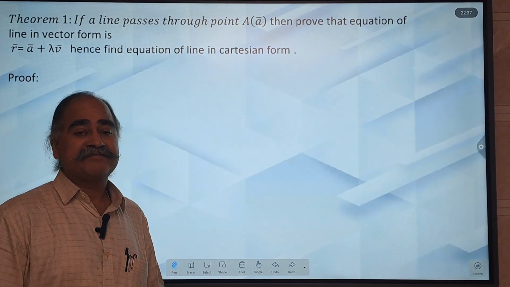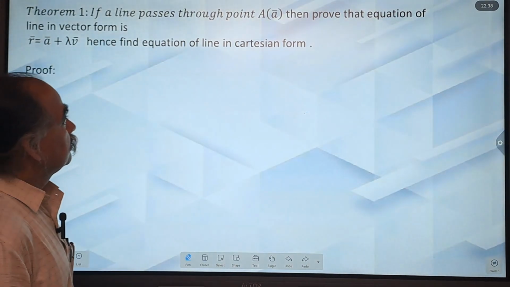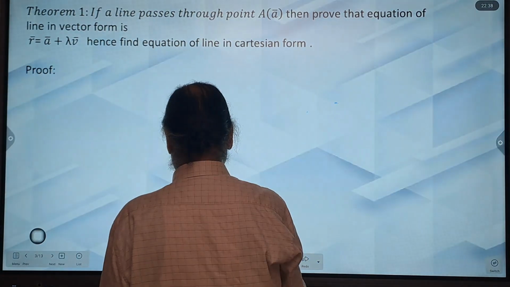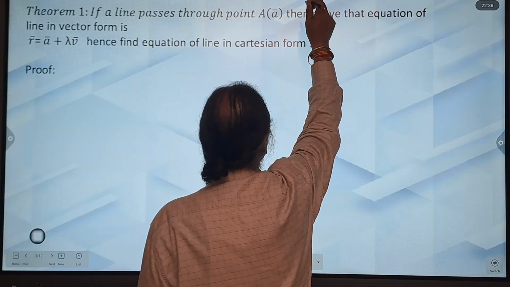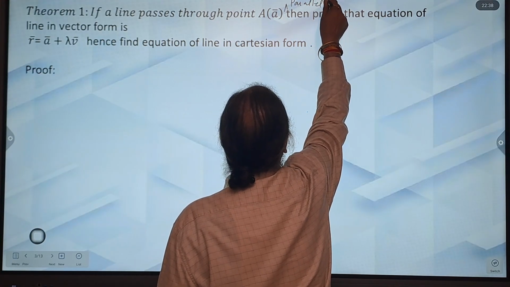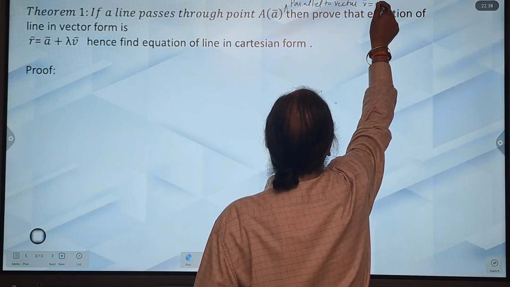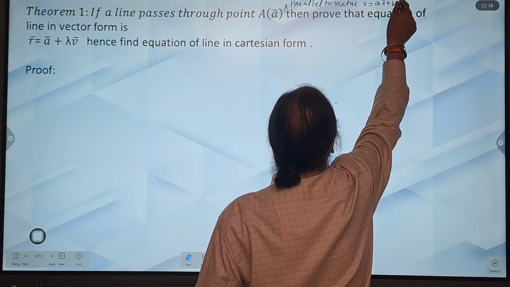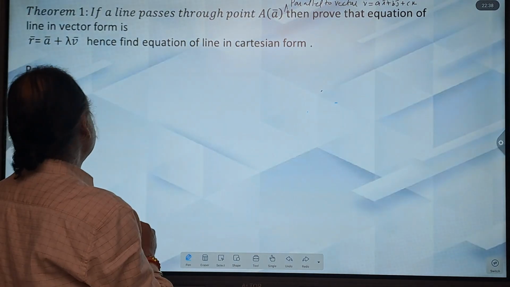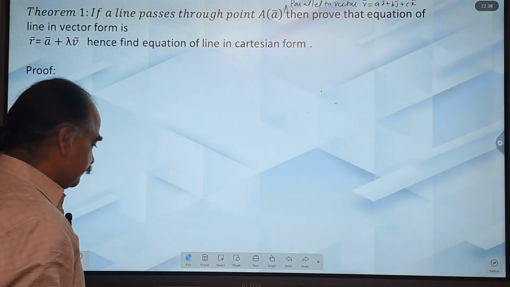There are two theorems in line. First theorem is what? If a line passes through point capital A bar and parallel to vector V bar, V bar is equal to Ai plus Bj plus Ck bar, then prove that equation of line in vector form is R bar is equal to A bar plus lambda V bar. Hence find equation of line in Cartesian form.